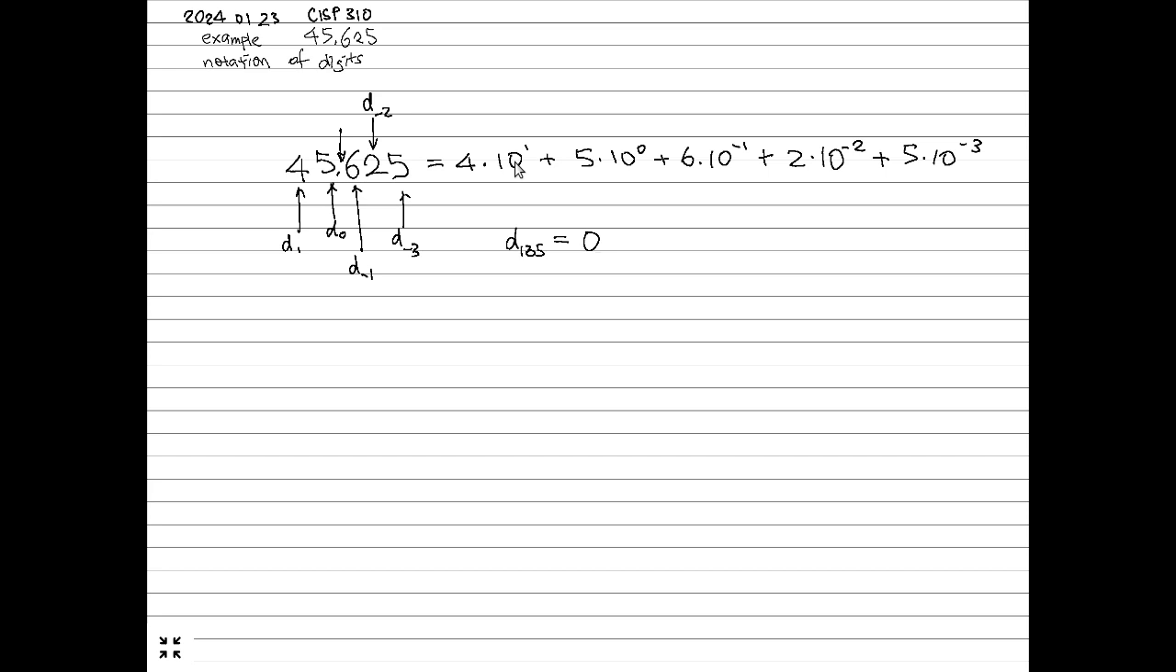So just because we don't see those digits does not mean that, quote unquote, they do not exist. They do exist, they just have a value of zero. It doesn't change the value that is being represented here. Are we still doing okay so far with this?